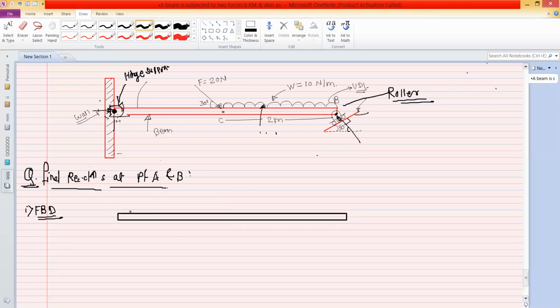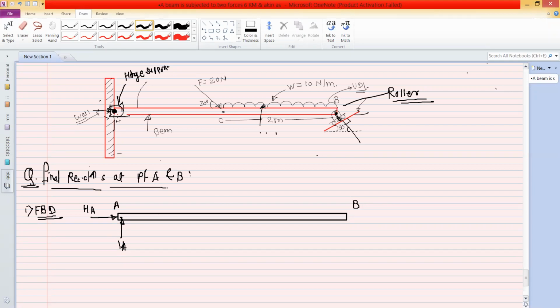So this is the given beam AB. This is point A and B. Now A is a hinge support, so there will be one reaction in the Y direction, this is VA, and in the horizontal direction there will be one reaction, that is HA. Right now we don't know the exact direction of VA and HA, so for the time being we assume HA and VA are acting in the positive X and positive Y directions.